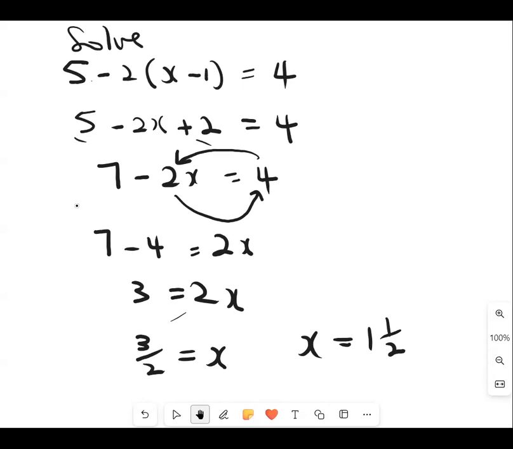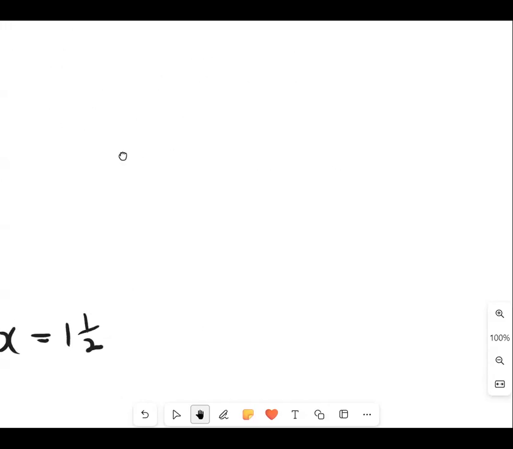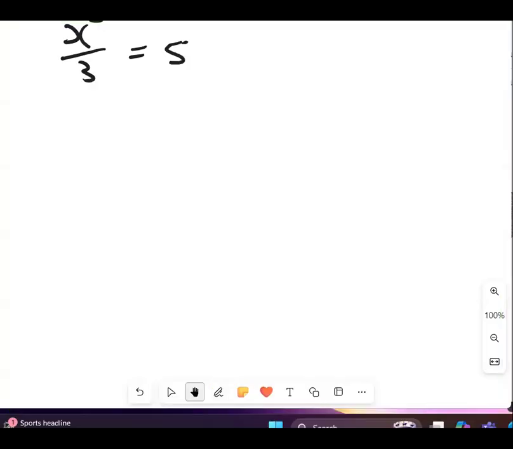Good. Let's do one that might involve division now. Because from here you might want to end up with fractions and all. So let's say you have x over 3 equal to 5. Right? So here, you have to solve this.